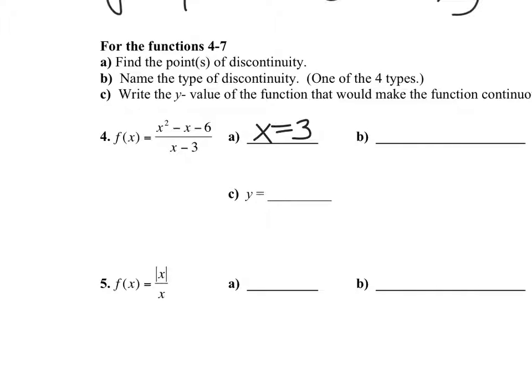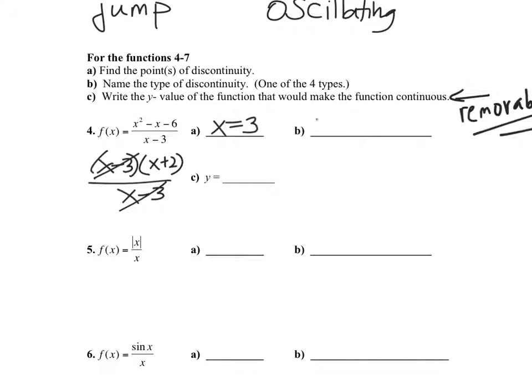You can also factor it if you want to. This is x minus 3, x plus 2. And it's going to look like a line again. Okay? So what kind of discontinuity is that? It's removable. See how I removed it?